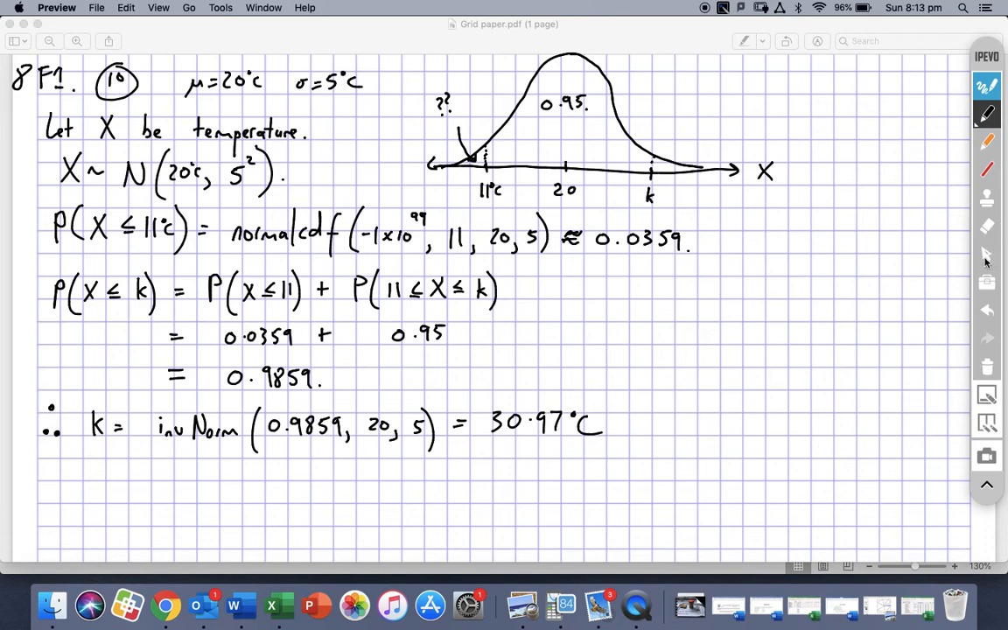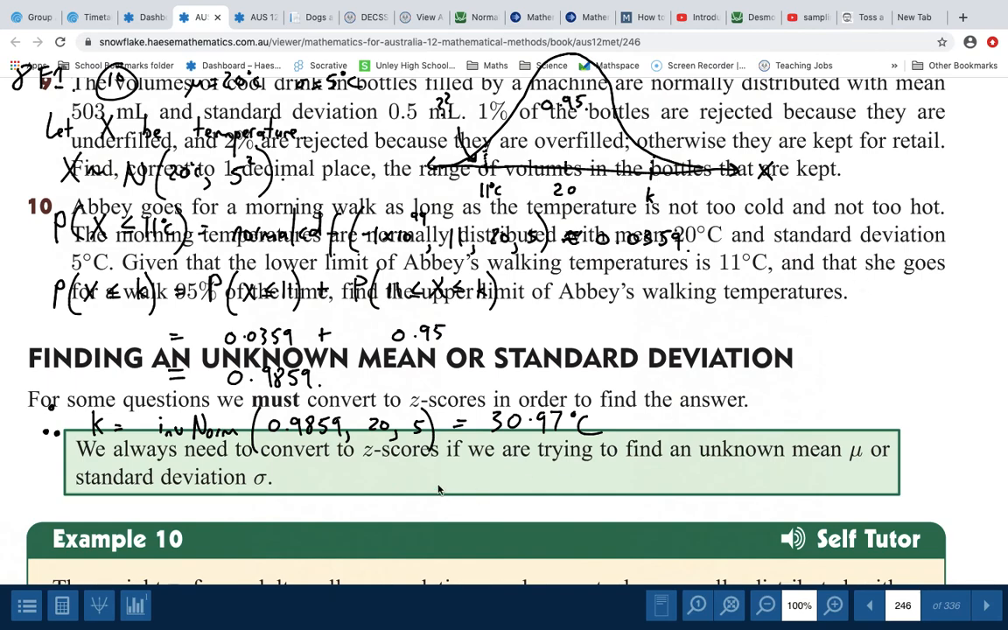Now, I'll just go back to the question in case there's a part 2, but I think that was it. Find the upper limit. Yep, all done.